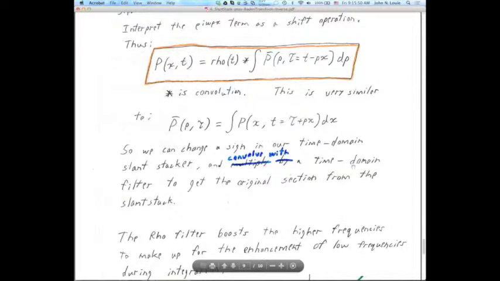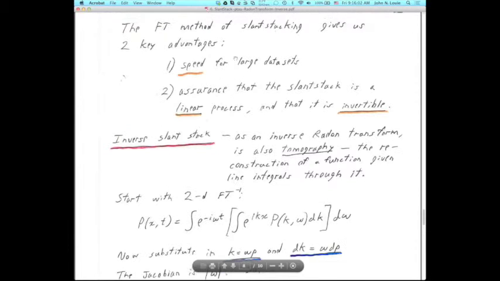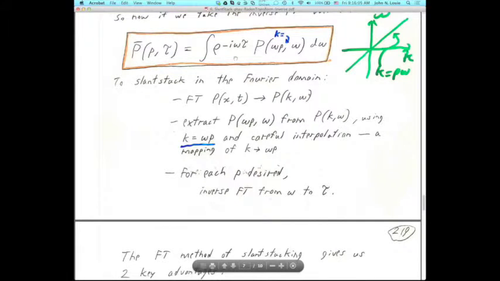Now notice that if you do things the way electrical engineers and mathematicians do, there ought to be a scale factor here. In the forward slant stack, you ought to have half of the rho filter, omega square root of omega. The rho filter ought to apply to the forward slant stack. There should also be scale factors here, so that we don't lose or gain energy. All right, none of that is shown by Claerbout.